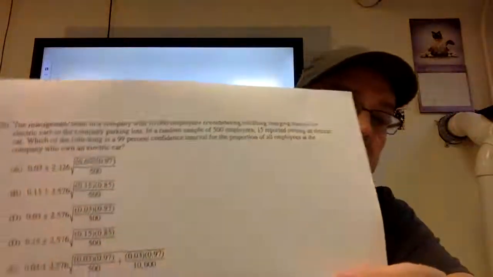Next, 30. You take a shot at number 30, and then we'll go over it. All right, we're back at it on number 30. It says the management team of a company with 10,000 employees is considering installing charging stations for electric cars in company parking lots. In a random sample of 500 employees, 15 reported owning an electric car. Which of the following is a 99% confidence interval for proportions?